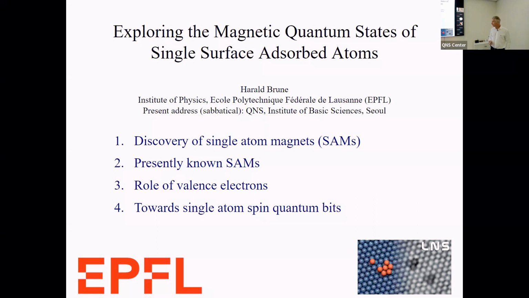And then I present you a few of the systems that are presently known as being a stable magnet. So it's basically like a permanent magnet, but in a single atom. And then I will show a little bit about the role of the valence electrons, which is often neglected. And then finally, I show a few ideas how we can do the next step and go really to single atom qubits possibly.